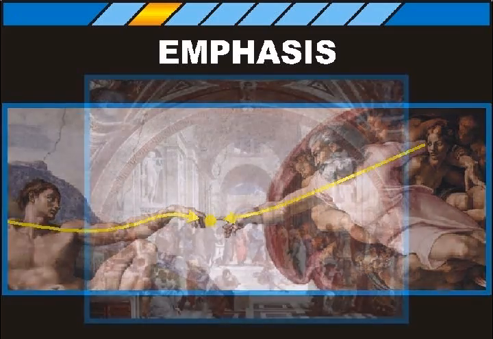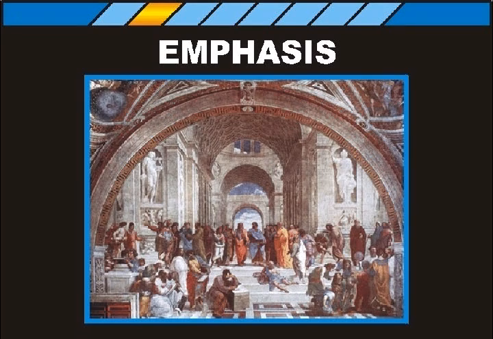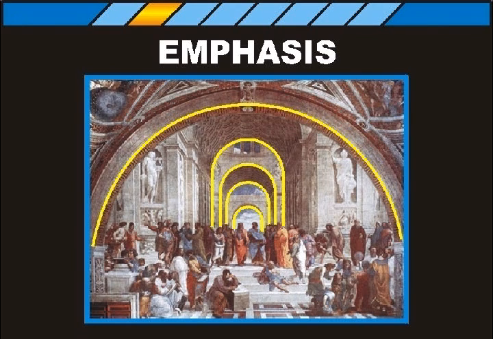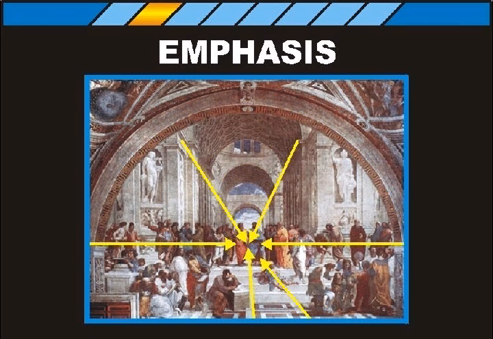In School of Athens by Raphael, the artist draws the viewer's attention to the central figures that have been placed symmetrically within the architectural features of the painting. Also, the artist has used perspective to achieve emphasis by placing the vanishing point behind these central figures.